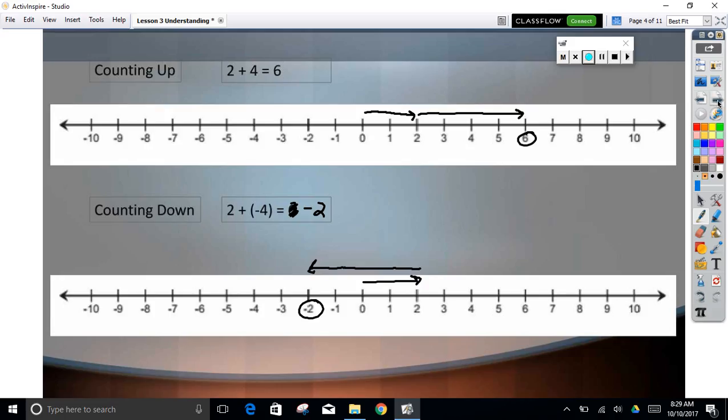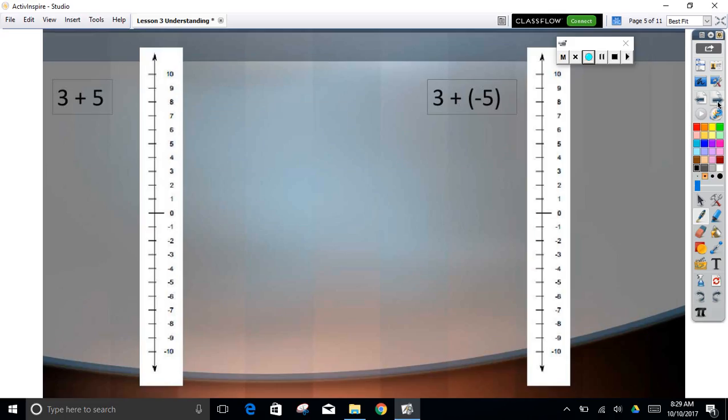Okay, now let's take a look at what happens if we do this on a vertical number line. You've already had some experience using vertical number lines. If we do 3 plus 5, we're counting up. So we're going up to 3, and then we're going up 5 more units for a sum of 8. But if we count up here, we're really counting down because we have that negative sign. So we go up to 3, and then we go down 5 units, and we end at negative 2.